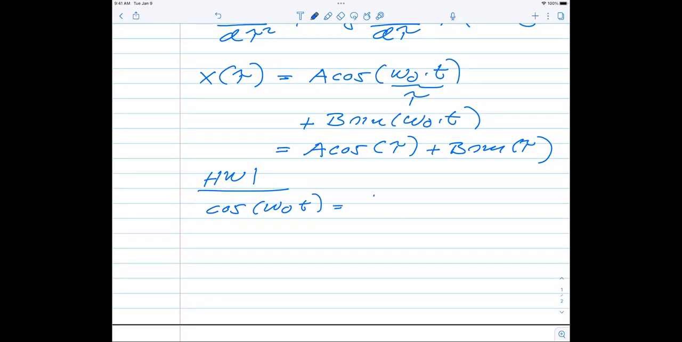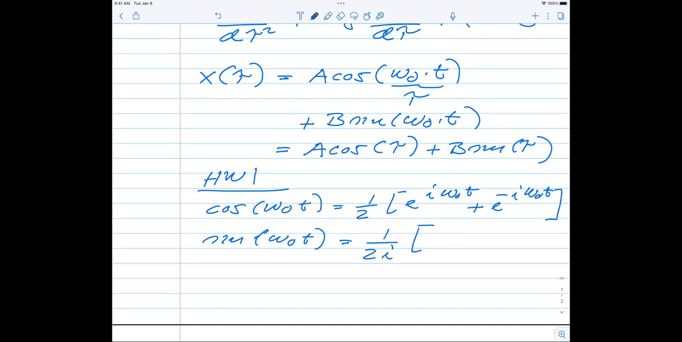We know that we can rewrite this as 1/2 of e to the i omega 0 t plus e to the minus i omega 0 t. And then the sine of omega 0 t is something which we can rewrite as 1/2i times e to the i omega 0 t minus e to the minus i omega 0 t. So we can now rewrite the solution which we have in terms of exponentials.